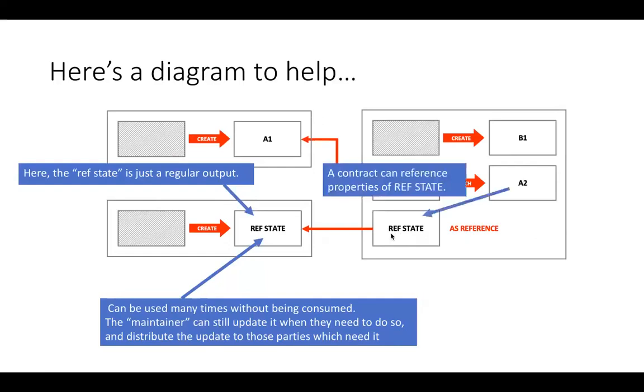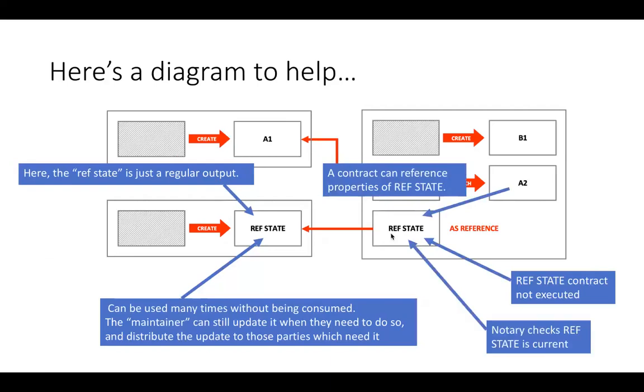Okay, so as I said, the contracts of other states can reference the properties of the reference state. Because it's inside the transaction, you can see it. So that's all good. And the reference state contract is not executed. Lastly, the notary checks that it's current but doesn't consume it. So that's just a reiteration of what the rules are around reference states. All good so far? Okay.